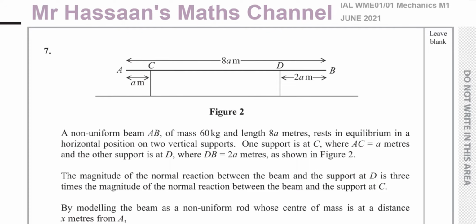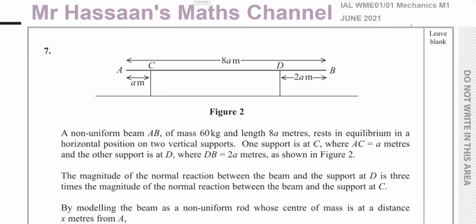This is Mr. Hassan's Maths channel, and I'm now answering question number 7 from the International A-Level Edexcel Mechanics M1 June 2021 exam. As I said, I'm on question 7, a non-uniform rod AB. So this is a rod that's non-uniform. The word non-uniform is very, very important in these types of questions.